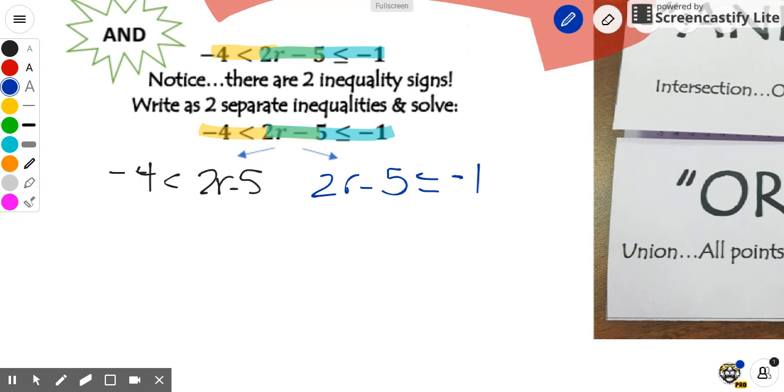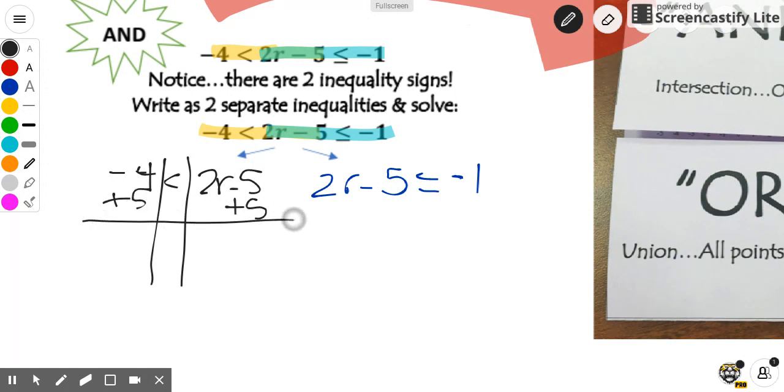Now we're going to follow the same steps we followed before to solve this, and we're just going to solve each of them. For the first one, the black one, I start by adding 5 on both sides. So I've got 1 is less than 2r. Then I need to get the r by itself, so I divide both sides by 2. I end up with 1/2 is less than r.